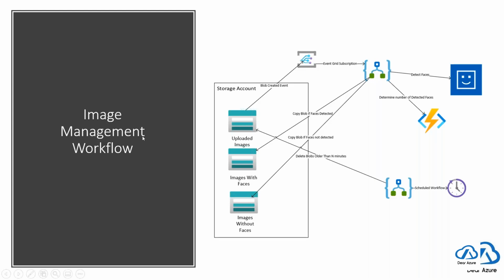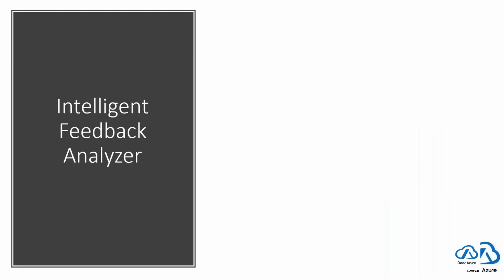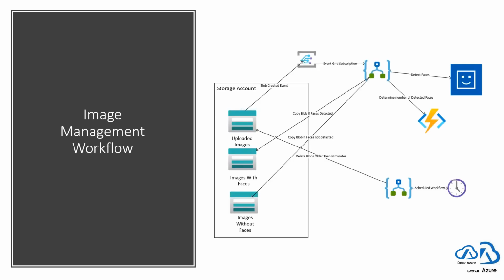So we have two more containers inside our storage account, one to store images with faces and one to store images without faces. We have a logic app which is listening to a blob created event from the container where we upload the images, and it reacts to that event. When an image is uploaded to the input container, it triggers a blob created event on Azure Event Grid, and the logic app has subscribed to it. Azure Event Grid is basically a webhook based call, so when the blob created event is raised, this logic app gets triggered through the webhook URL.